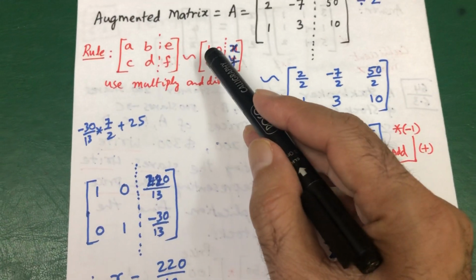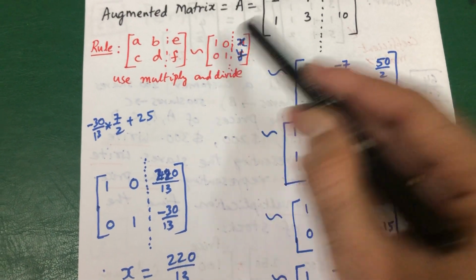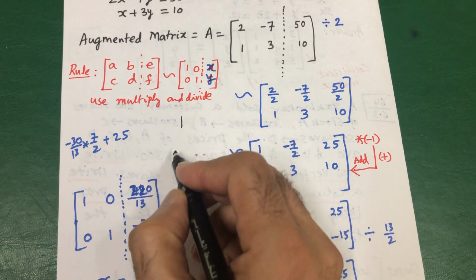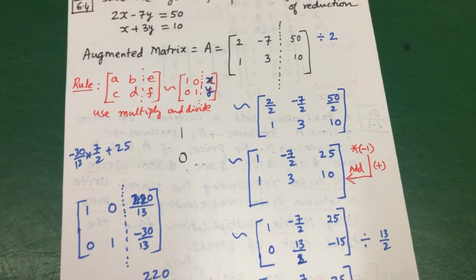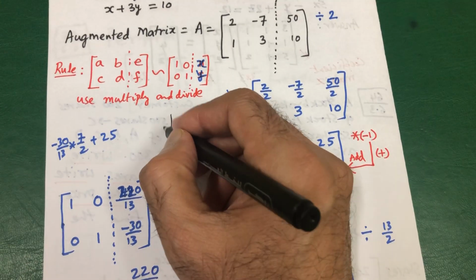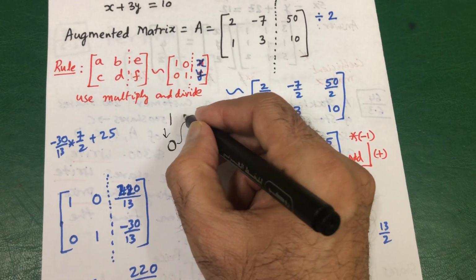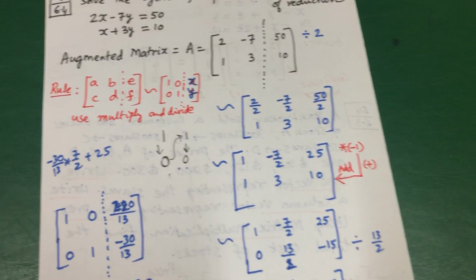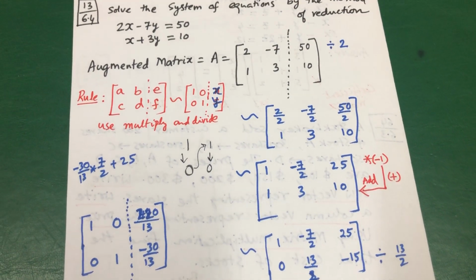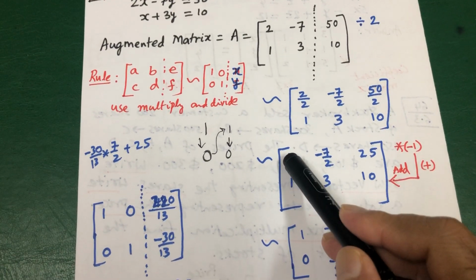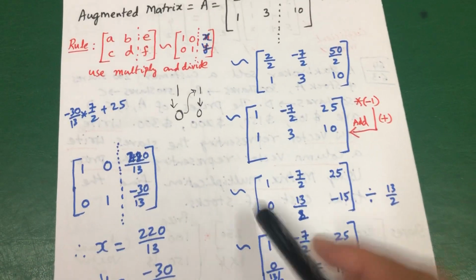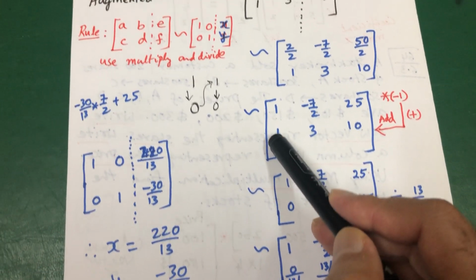Now, after making this 1, I will make this 0. What was the order? I am following it. First I will make 1 and then 0. This is the order. After that, I will make this 1 and this 0. This way is the order. So I made this 1. Next is 0. With the help of this 1, I will make this 0.